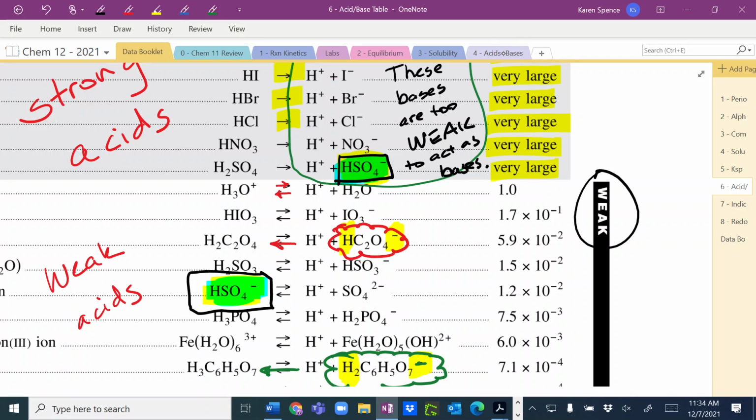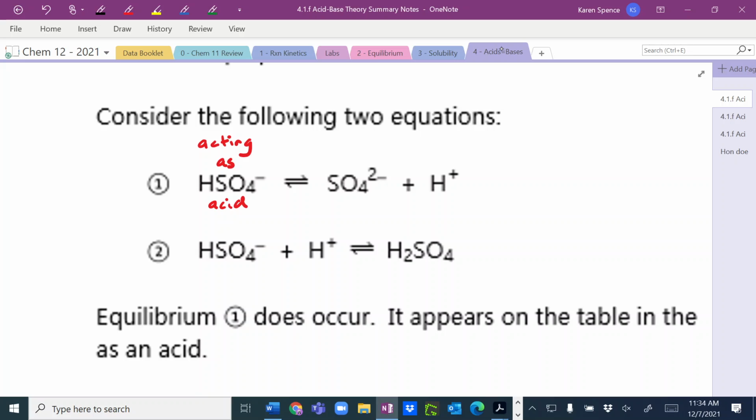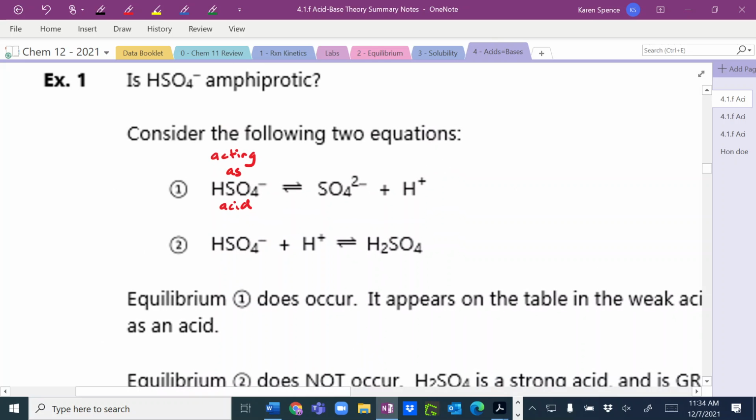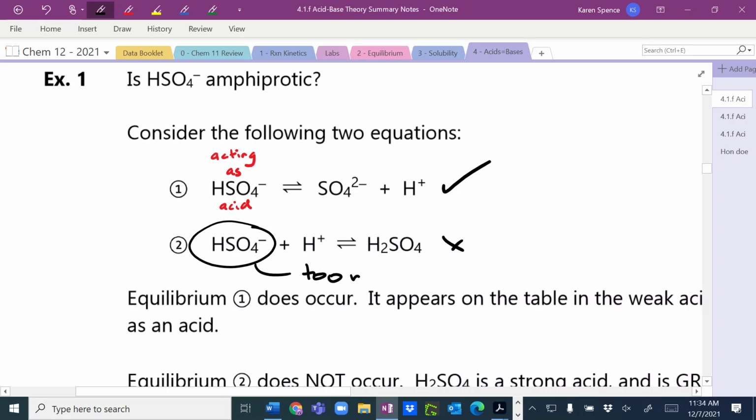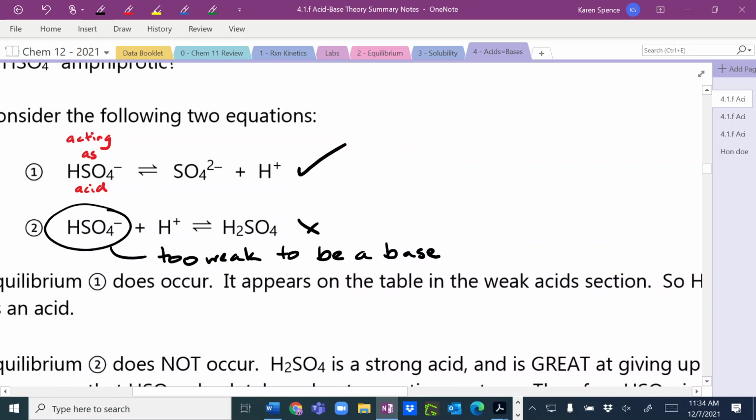Where were we? Here we are. So equilibrium 1 does occur, so that's good. But this one does not occur because HSO4 minus is too weak to be a base. It's in the gray zone on the right-hand side.